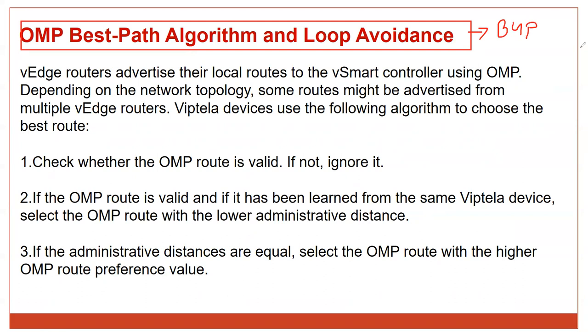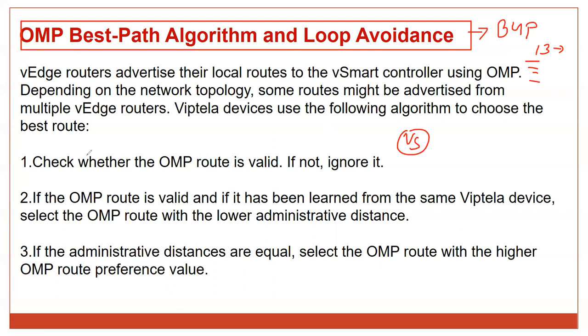I think in BGP you have maybe 13 criteria, like 1, 2, 3, 4, 5, 6. It will go and match them in order. Here also you will find, I think, 7 to 8. Let's explore it. The point here is how vSmart does this best path algorithm or loop avoidance mechanism. It is listed here.